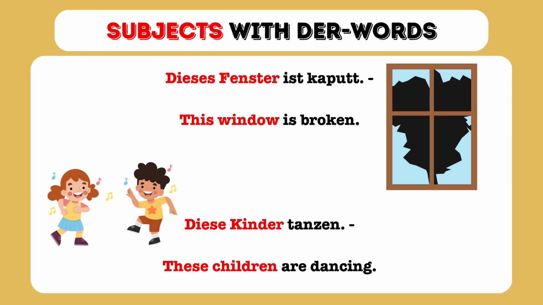Dieses Fenster ist kaputt. Diese Kinder tanzen. These children are dancing. Diese Kinder tanzen. Again, the last letter of the der word is the important part, an R for masculine, an E for feminine, an S for neuter, and an E for plural.